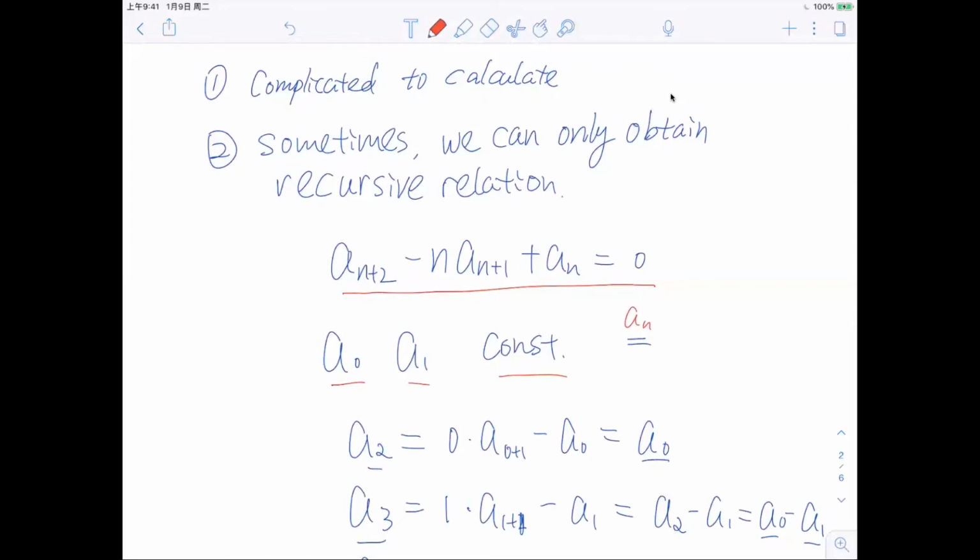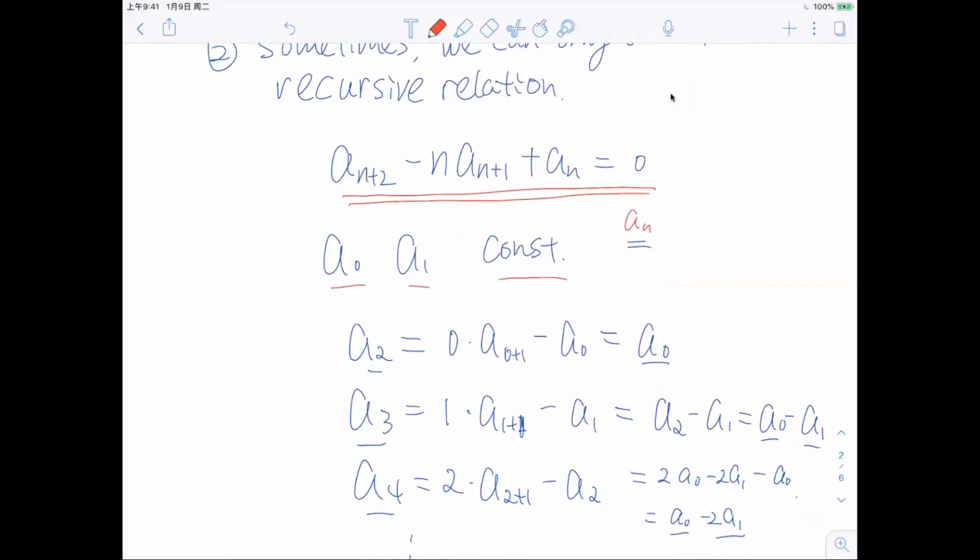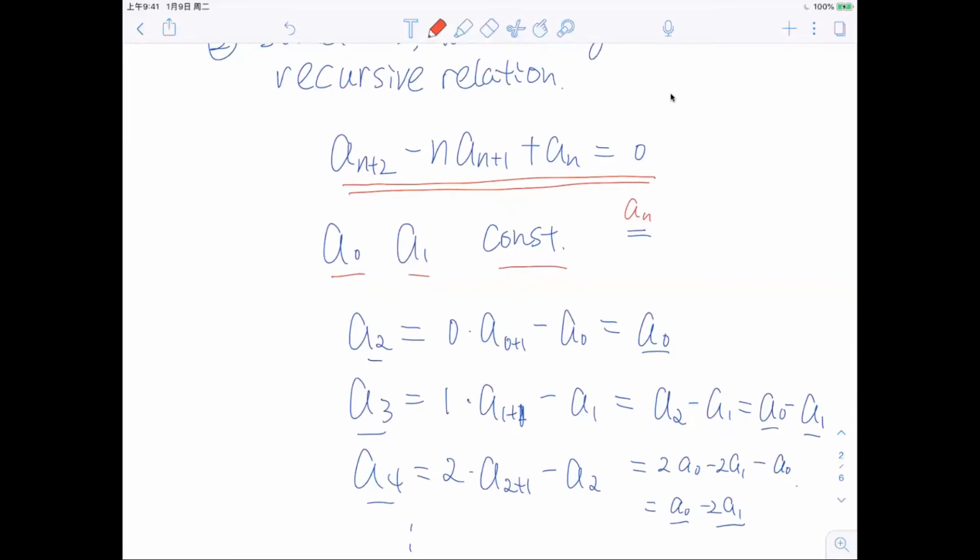Second, sometimes we cannot obtain the explicit formula for a_n, but we can have a recursive relationship. For example, if we have a recursive relationship like this, it is a little bit hard for us to find out what the explicit formula for a_n looks like. But in an exam or in homework, it is enough for us just to write down the first few terms.